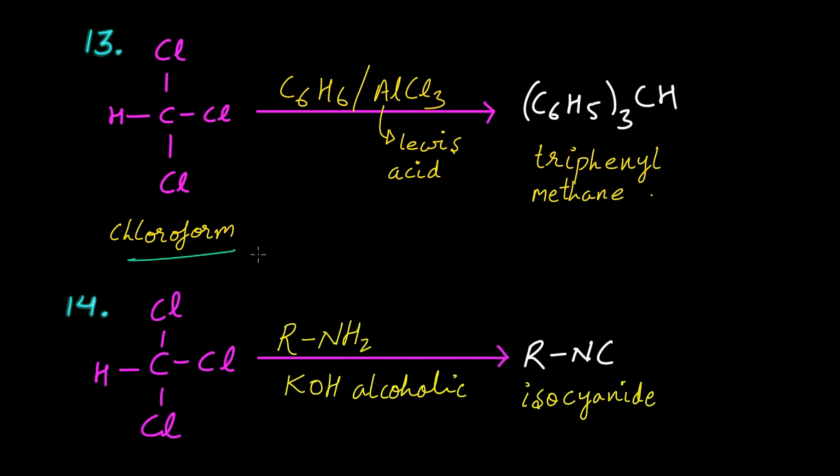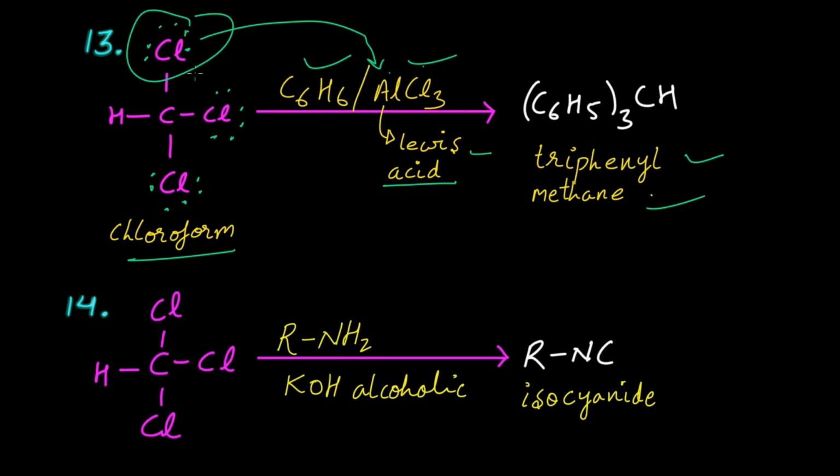The 13th one: when chloroform is treated with benzene in the presence of AlCl3, where AlCl3 is behaving like a Lewis acid, you are going to get triphenyl methane. How are you going to get this triphenyl methane? The function of AlCl3 is to behave like a Lewis acid, which means it is electron deficient, but the chlorine present here has electrons around it. So the AlCl3 is going to take on this chlorine.